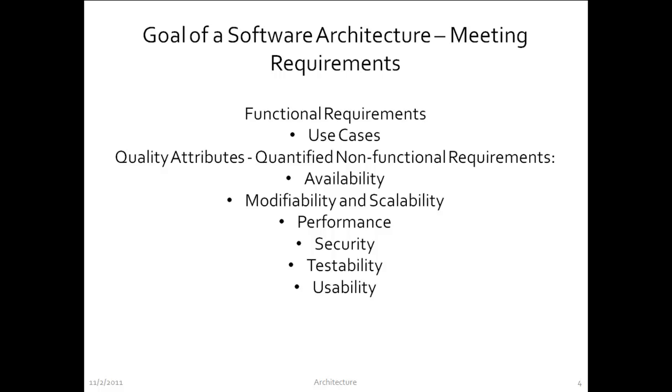Then the architecture has to meet non-functional requirements. Most non-functional requirements will fall under the standard categories of modifiability and scalability, performance, security, testability, and usability. Note that these non-functional requirements will have to be quantified or made measurable before you can properly implement them. Once these non-functional requirements are quantified, the terms that they are quantified in are also known as quality attributes. For example, performance is quantified using the term response time, and therefore response time becomes a quality attribute.